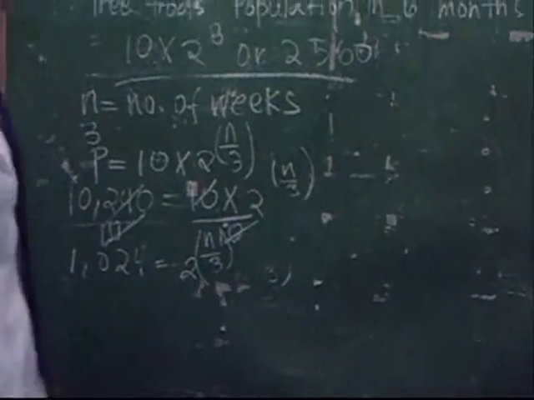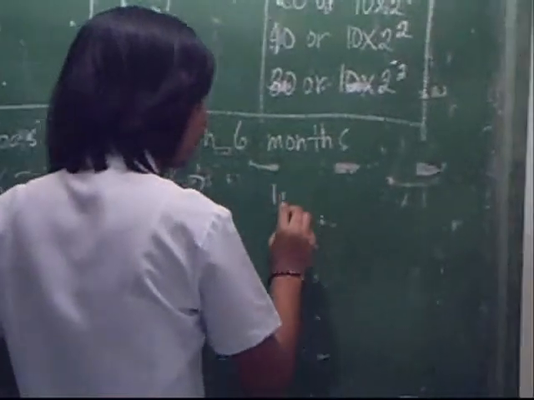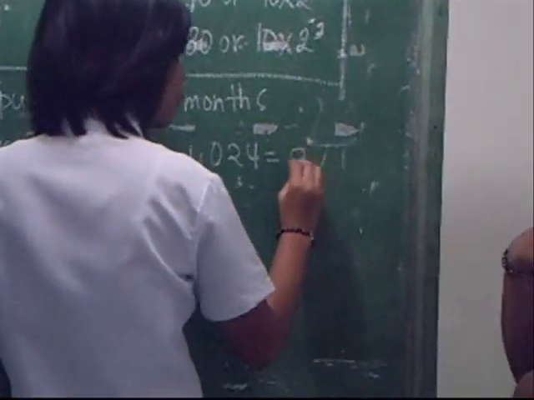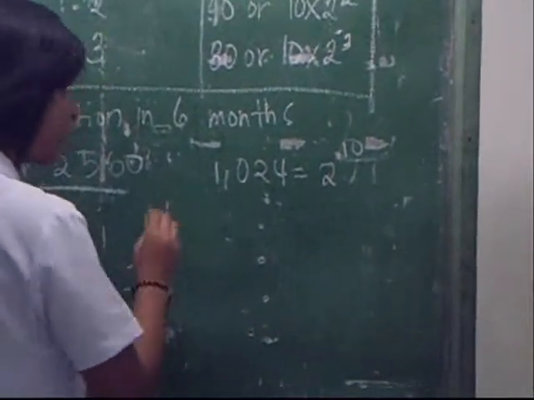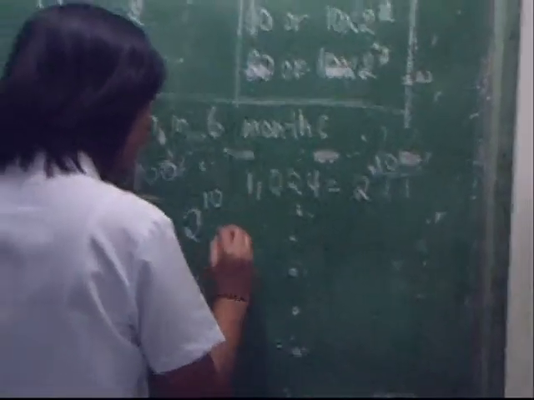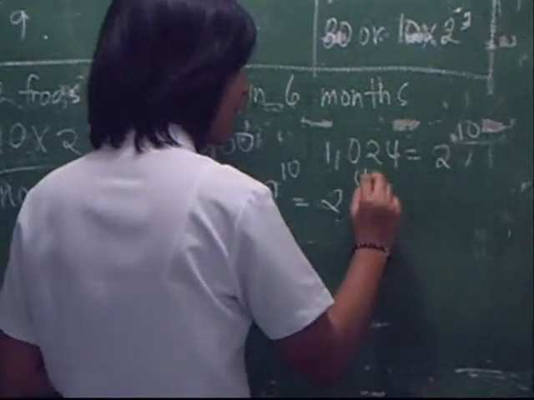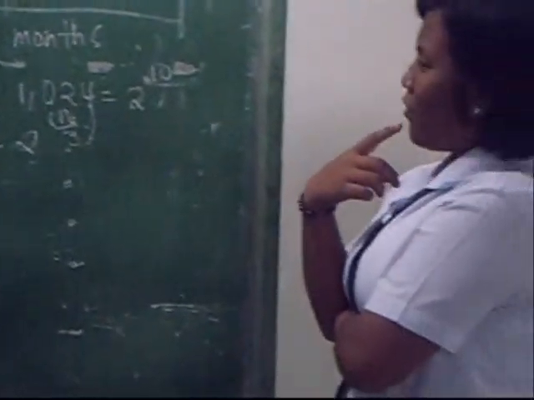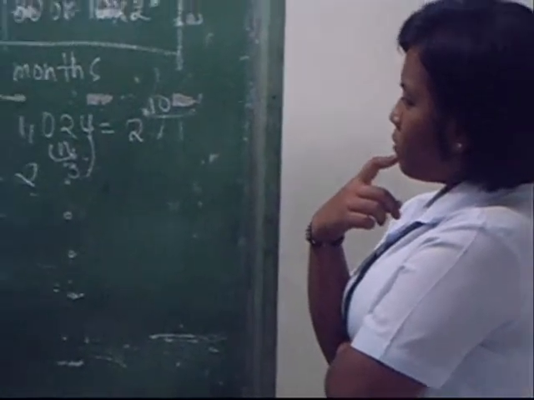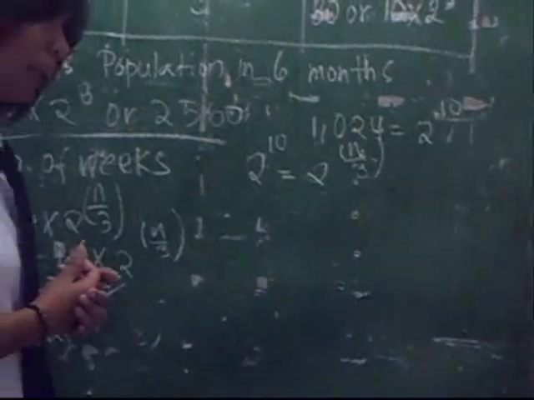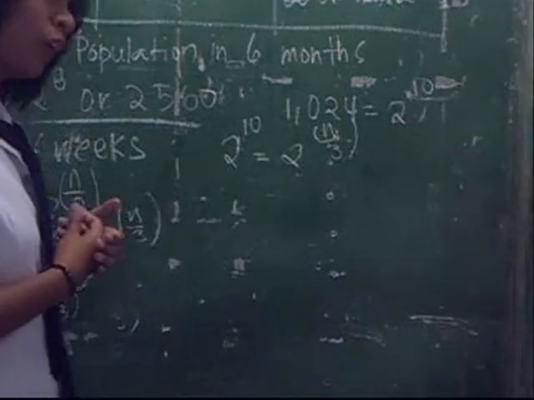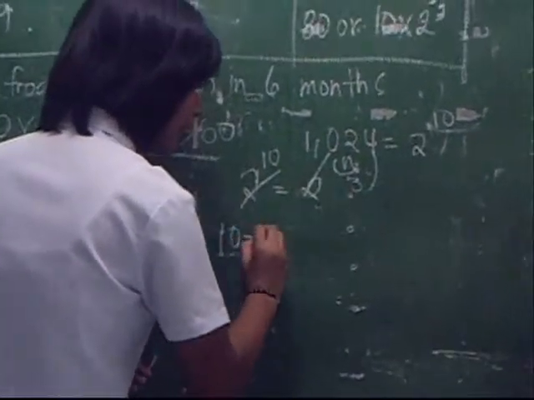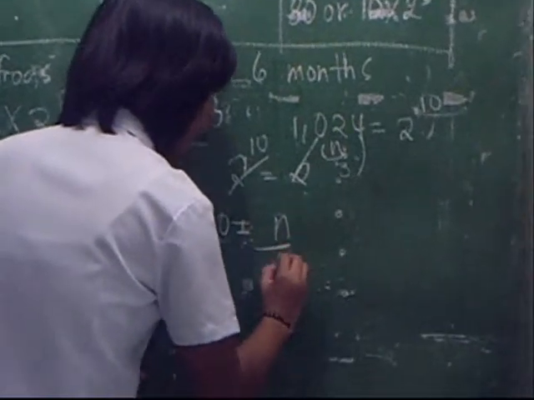As you can remember with some thought, 1,024 can be written as 2 raised to 10. So, 2 raised to 10 is equal to 2 raised to n over 3. So, how can we find n? As you can notice, we have the same base, that is 2. So, we're going to cancel it out. Bring down 10, then bring down also n over 3.